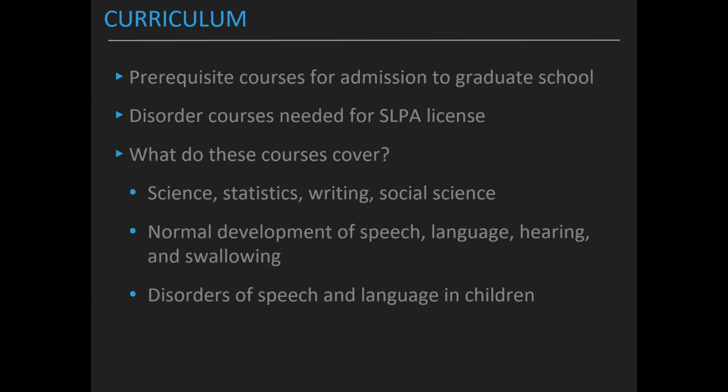Our curriculum is set up so that students have the prerequisite courses for admission to graduate school. They make up a variety of disorder courses needed for the SLPA license as well. So when we look at what these courses cover, the types of classes that students will take include science in the area of chemistry or physics and biology, statistics, writing, and social science like psychology and sociology.